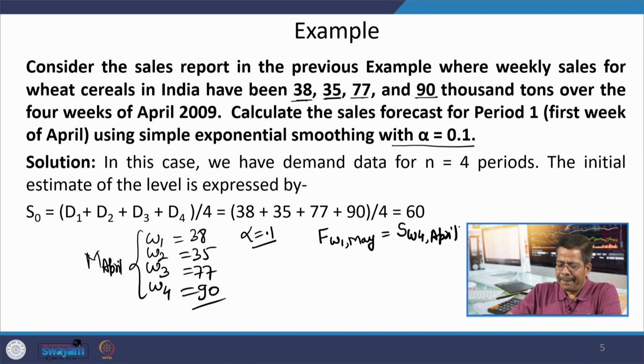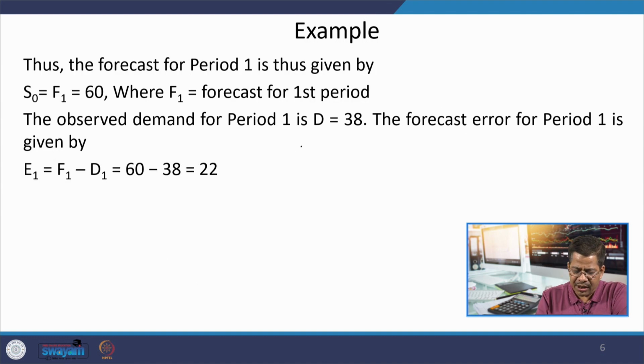So, with this data I will try to calculate what is the base for the 4th week of April. Whatever is the base for the 4th week of April, that will become my forecast for the 1st week of May. Now, to start this process in an iterative manner, let me start with the first period of April month, and for that first period, let me consider the data is W1, W2, W3, W4.